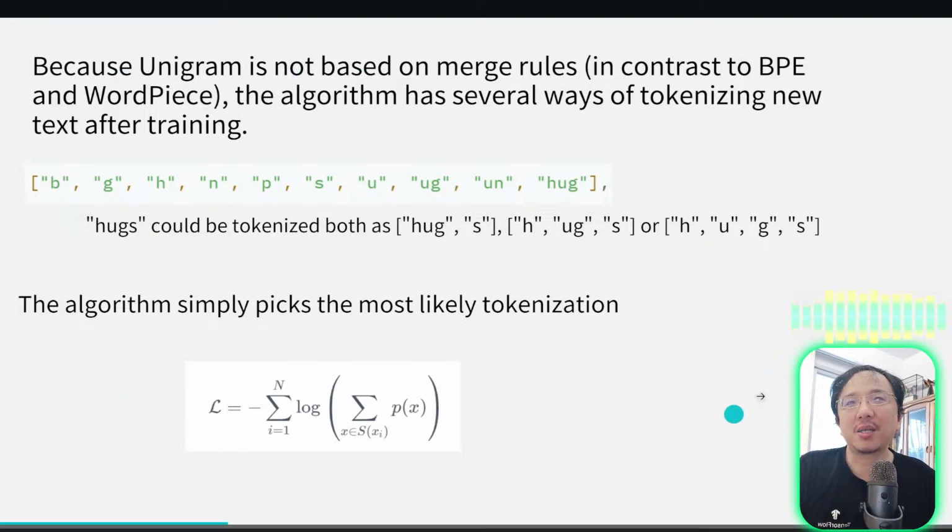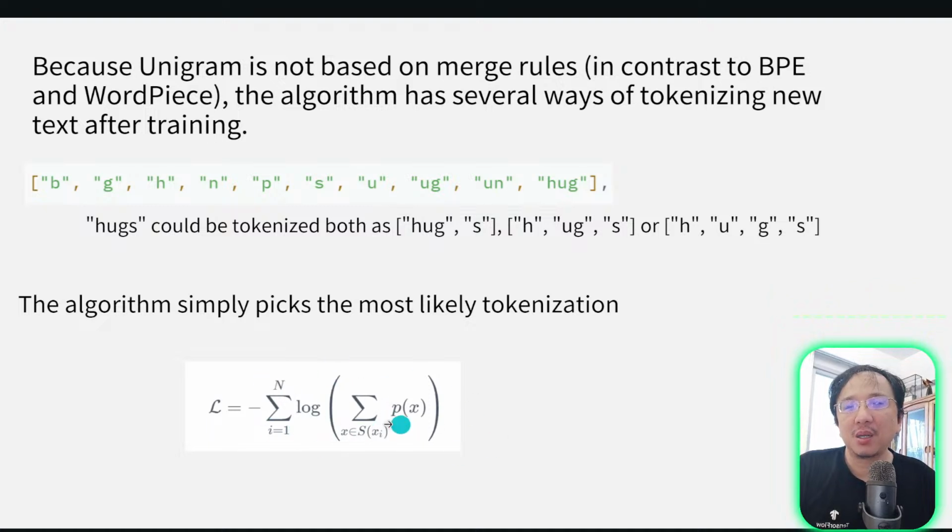Okay, so here is an explanation of how Unigram works. We simply compute the log likelihood on each of the tokens. This is the formula, like HUGS at the beginning. There are also other considerations, because if we have this dictionary, BGH, UG, UN, HUG, then HUGS can be tokenized in different ways.